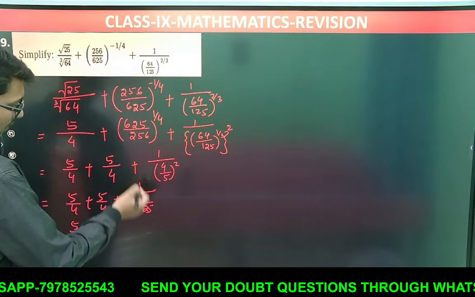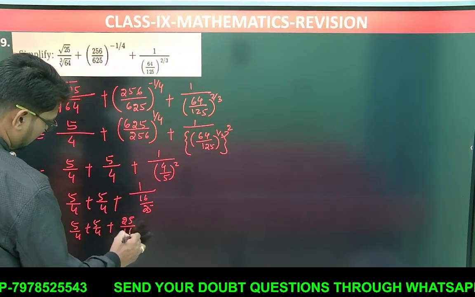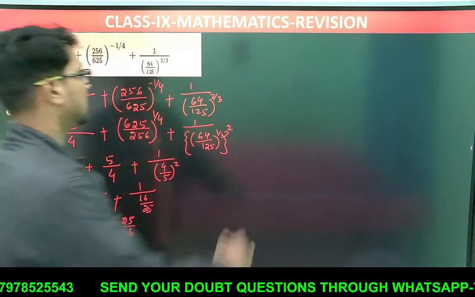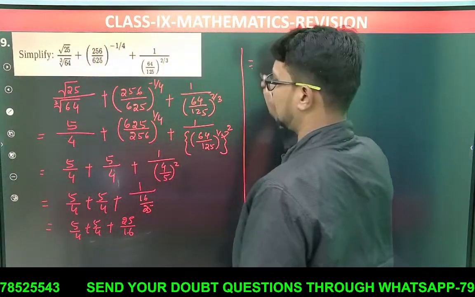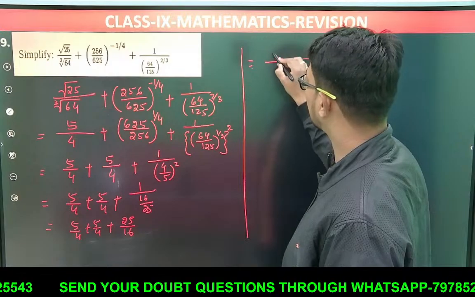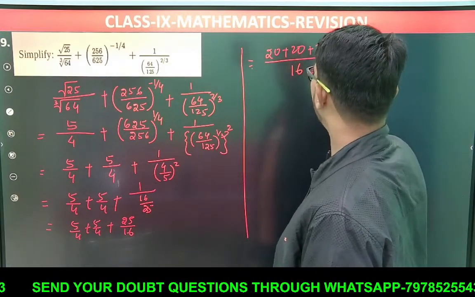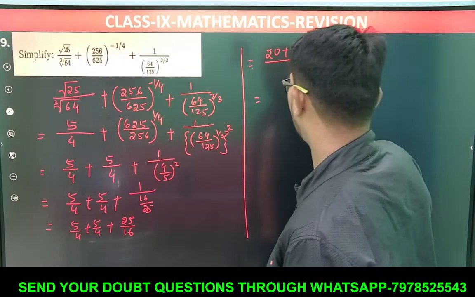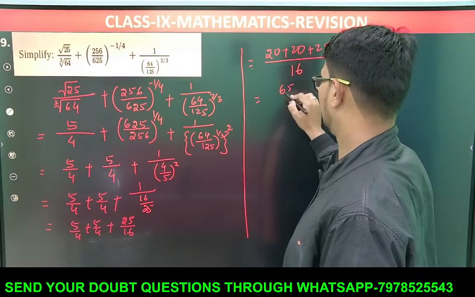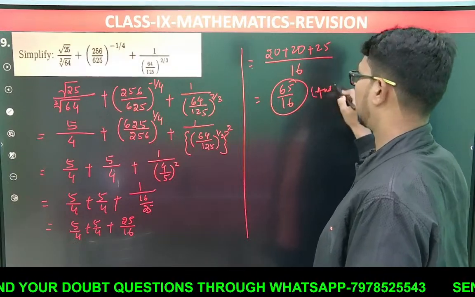This equals to 5 by 4 plus 5 by 4 plus, so whenever it will be reciprocated, it will become 25 by 16. So what is the LCM here? The LCM is 16. So 4 4s are 16, 4 5s are 20, plus 20 plus 25. This will be 40, 20, how much? 65 by 16 is the answer. This is the final answer.